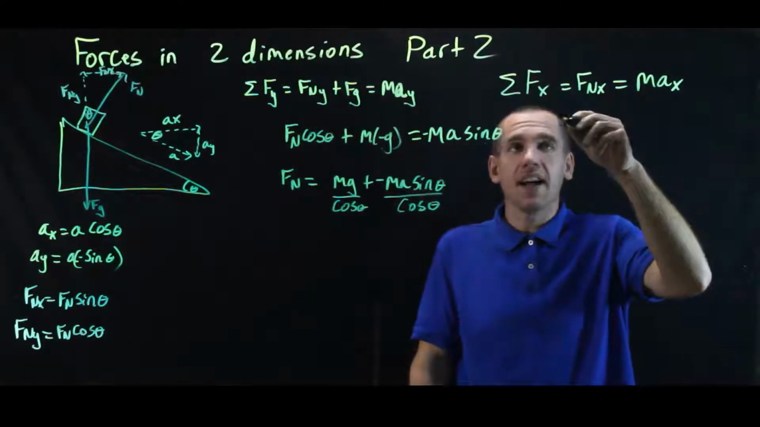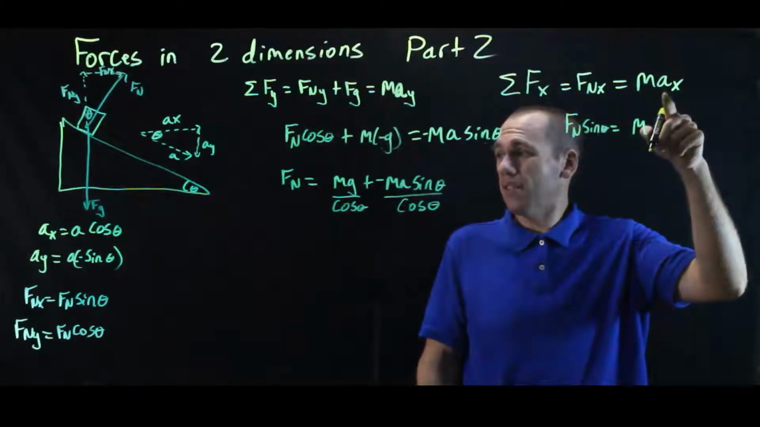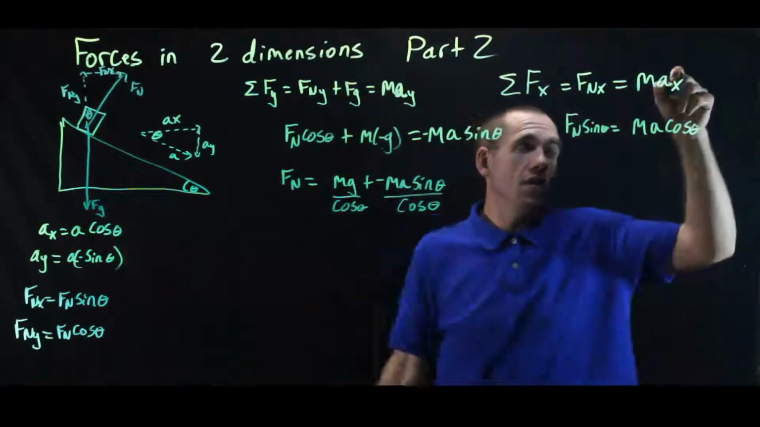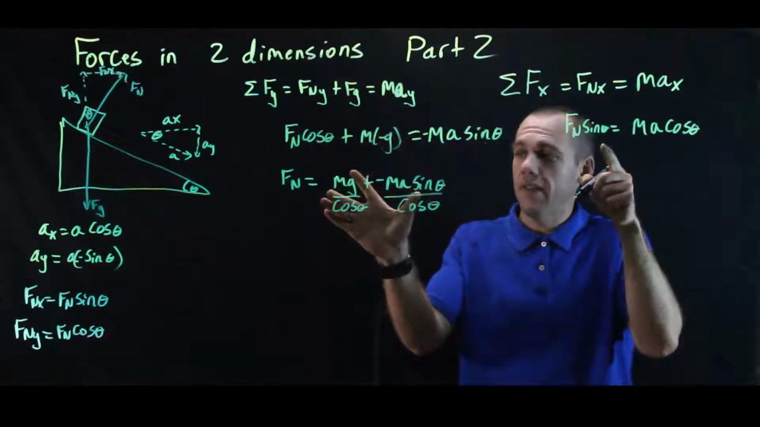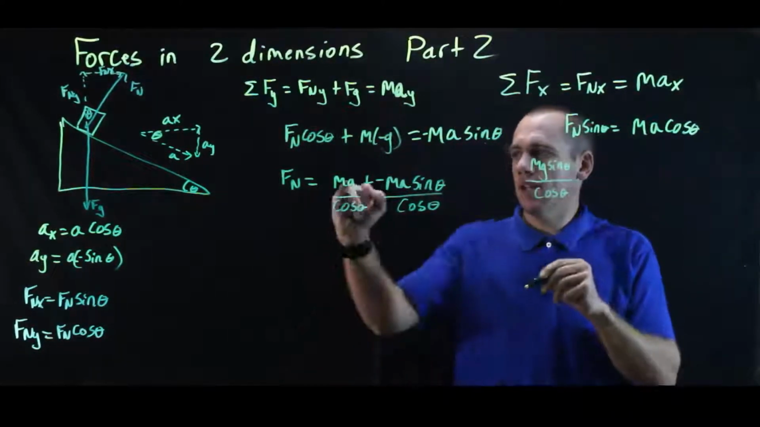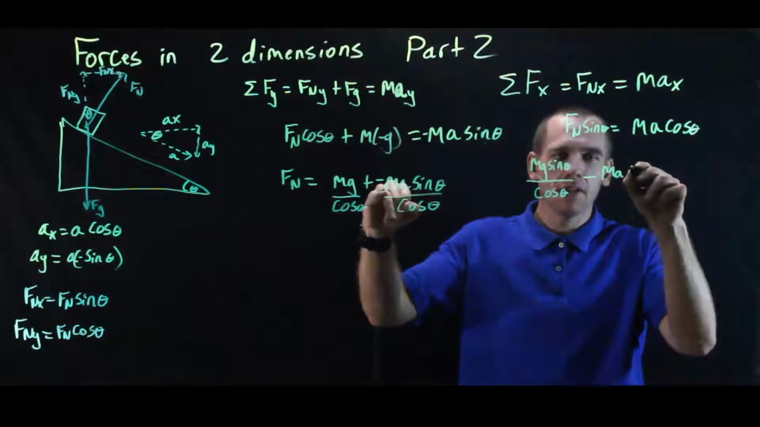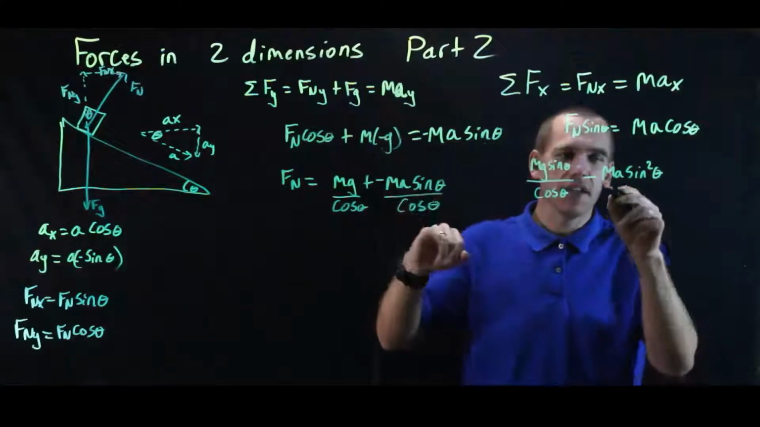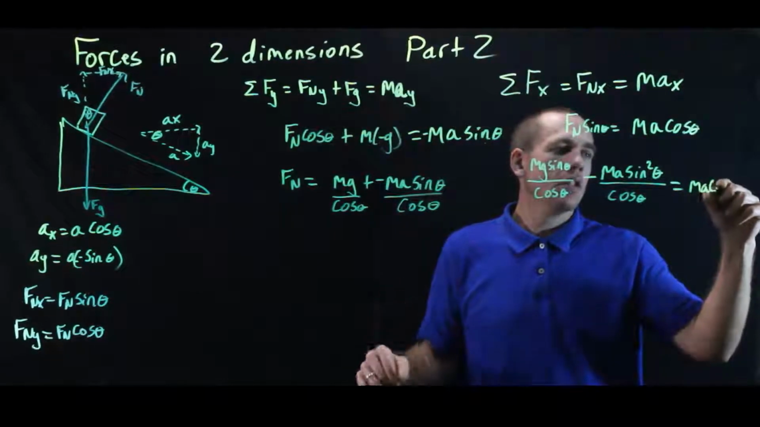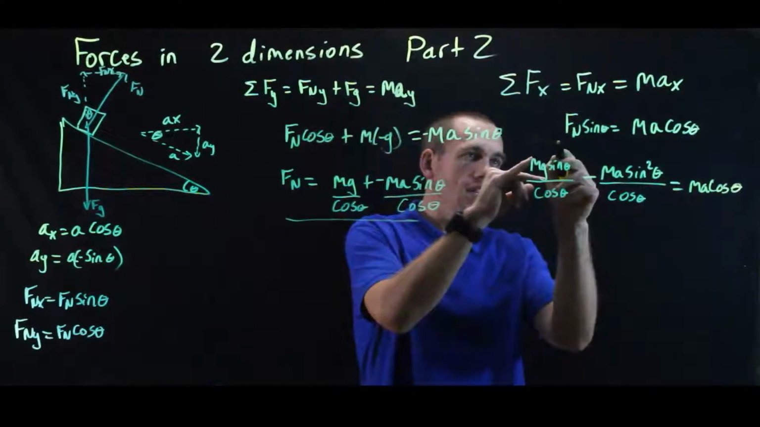Fnx is really Fn sine theta. So Fn sine theta is equal to mass times the acceleration in x, and let's get rid of the acceleration in x and just make it acceleration cosine theta. So I made this substitution for this equation, and now I'm going to put this in for Fn, and so I get mg sine theta over cosine theta, because I multiplied this term by sine theta, minus ma sine theta squared, sine times sine is sine squared, over cosine theta, equals ma cosine theta. Okay, so now I've just taken this equation for Fn and substituted it into this equation for Fn.